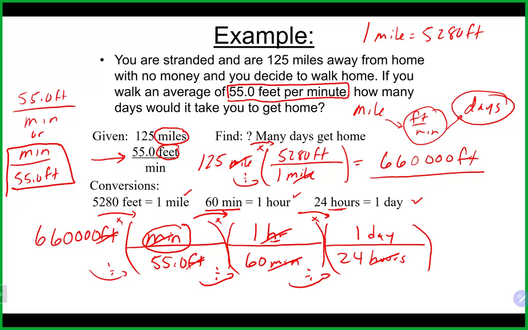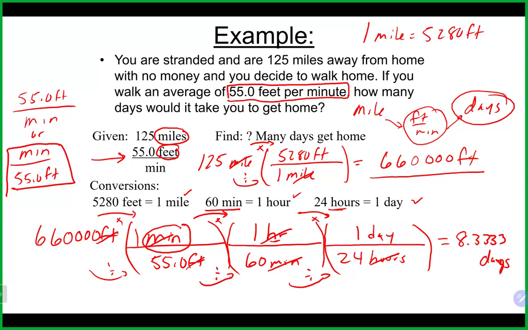660,000. There's really not much to multiply up on top since they're all ones. I'm going to divide it by the first number on the bottom, 55, and hit equals. I'm going to divide it by the next number on the bottom, 60, and hit equals, and divide it by the last number on the bottom, 24, and hit equals. And that is going to get me some 8.333, a whole bunch of threes, and days, right?